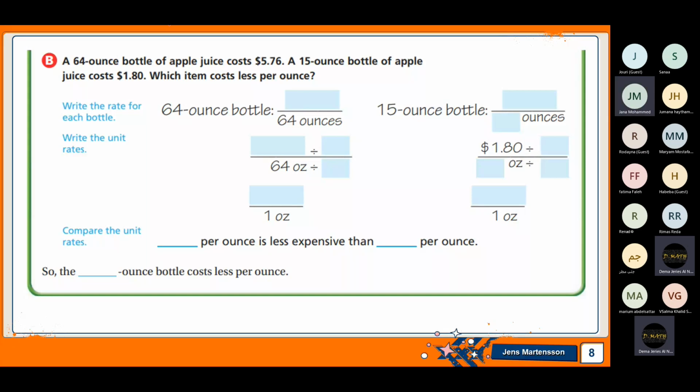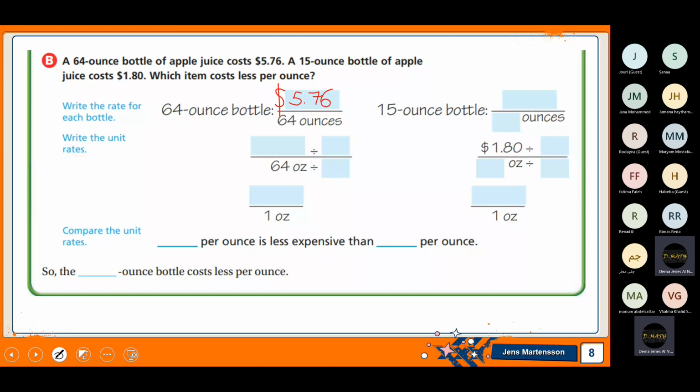A 64 ounce bottle of apple juice costs $5.76. So, as I told you, we can write cost per something. You must know how to arrange it: every time put the money up. Money per something, cost per something. So $5.76 per 64 ounces.